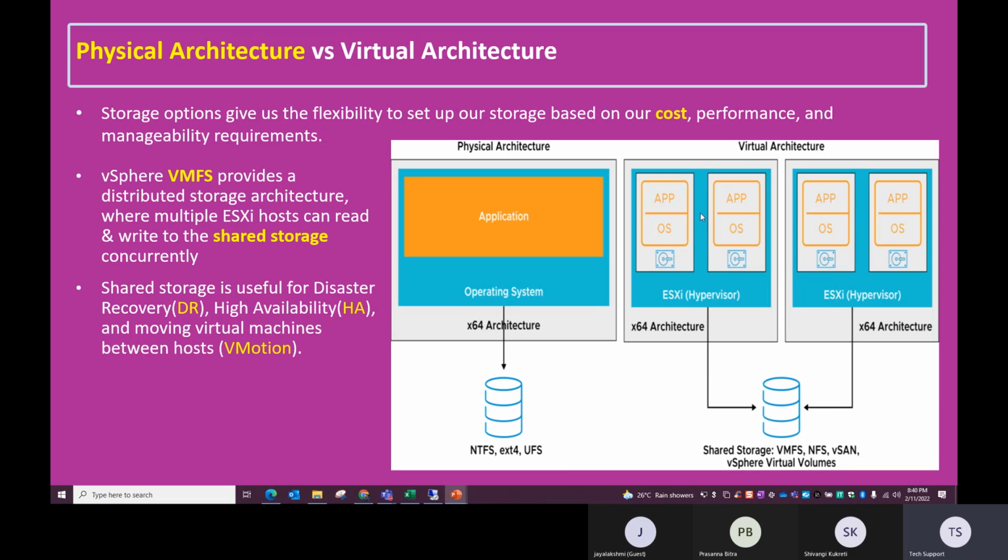In this diagram, I'm trying to show you two ESX hosts. Here also x86 architecture for both hosts, and we install the ESXi operating system. That is nothing but a hypervisor operating system. On top, we'll create virtual machines. Here also virtual machine disks, VMDKs, are stored on a shared storage only. So with shared storage, we may get some additional benefits. Those benefits I mentioned in the notes.